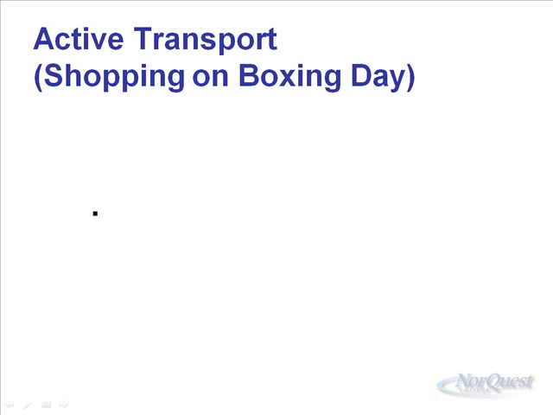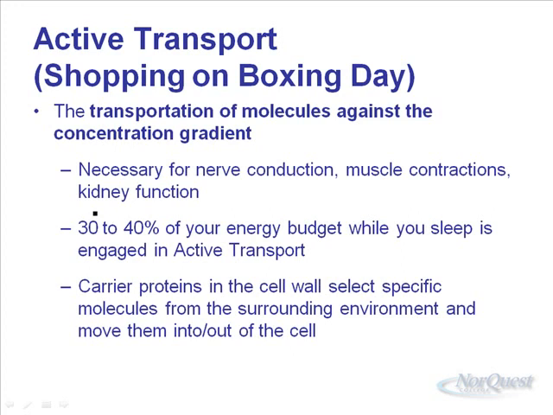Same idea with cells. Cells want specific nutrients and they want a lot of them for cell functions. The only way to get them is to go out and grab them because the concentration of those substances is always going to be lower outside the cell than inside the cell. So it's the transport of molecules against a concentration gradient. So molecules are going from an area of low concentration to an area of high concentration.